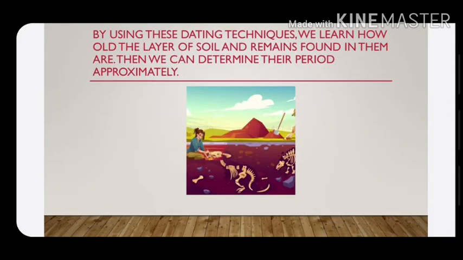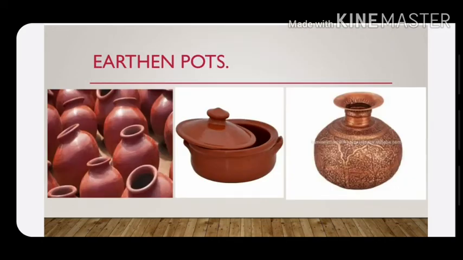By using these dating techniques, we learn how old the layers of soil and the remains found in them are. Then we can determine their period approximately. So students, if an earthen pot is estimated to be 5000 years old with the help of dating techniques, we can say that the earthen pot dates back roughly to 3000 BC. Then we can conclude that the period of the culture to which the pot belongs must be around 3000 BC.